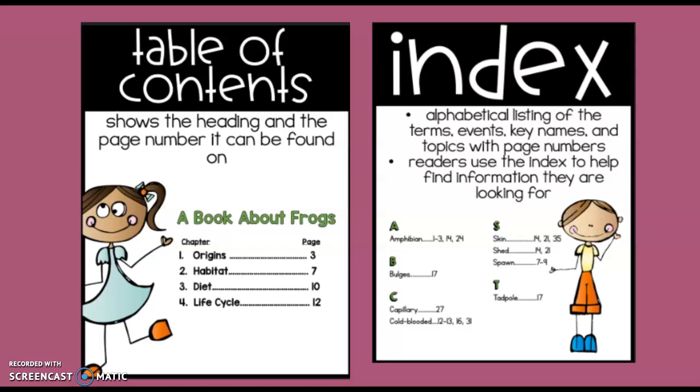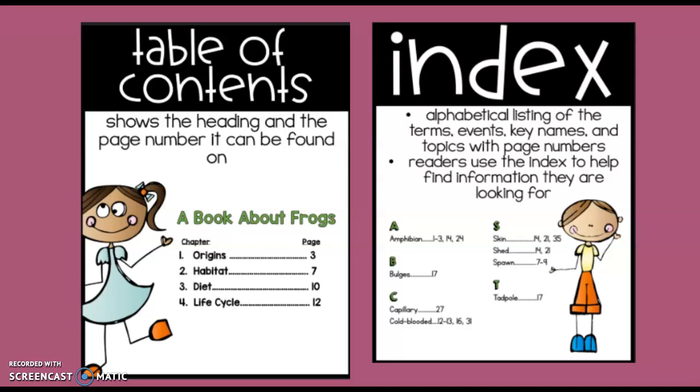So first of all, we've always talked about this whenever we've read informational texts in class, is the table of contents. It shows the different headings or different topics that are covered in the book, and it tells us what page we can find that topic. So if I am reading this book about frogs and I want to know the frog life cycle, I don't need to flip through every single page in the book until I find frog life cycle. I can just look at my table of contents and see, oh, life cycle starts all the way over on page 12.